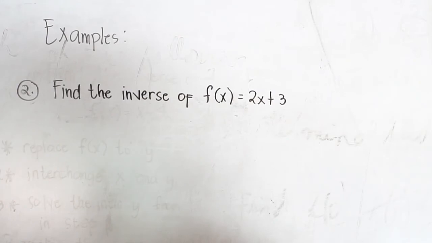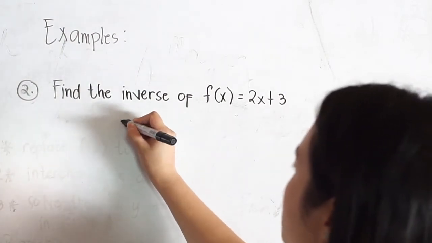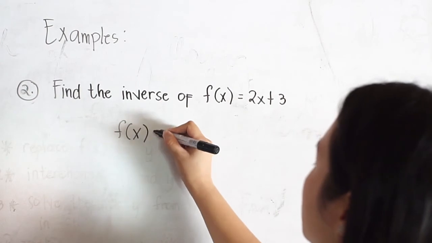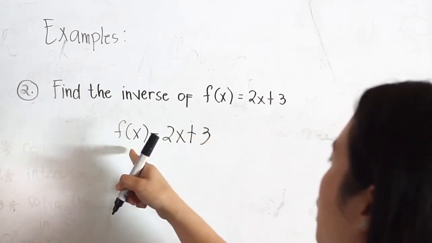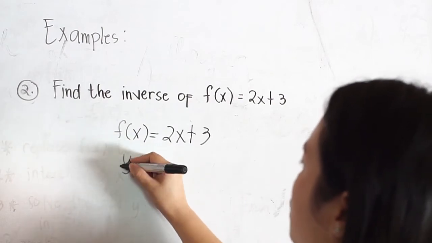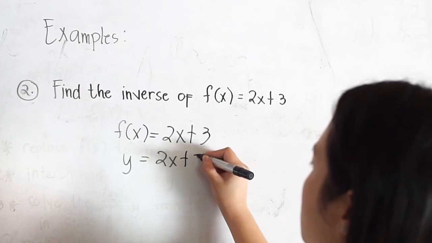Second example is find the inverse of f of x equals 2x plus 3. So the first step in finding the inverse is replace f of x with y. So f of x equals 2x plus 3, and we will replace f of x with y. So it becomes y equals 2x plus 3.